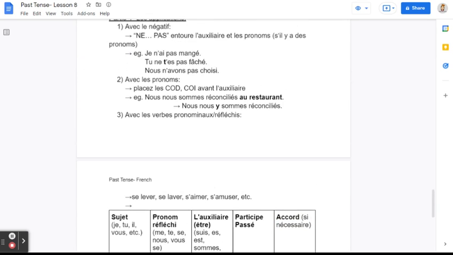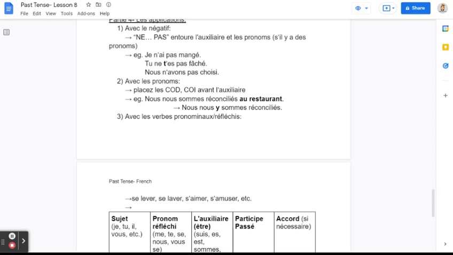But if any of this is confusing you, you don't need to worry about it. Again, we're going to talk about reflexive verbs later on. But for now, negative and pronouns should make sense to you because we have talked about them before in previous lessons. So this is actually it for lesson 8.